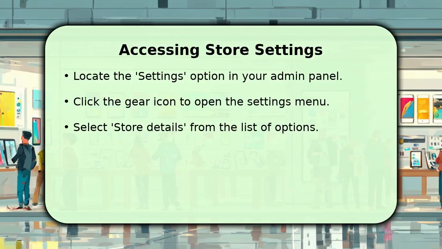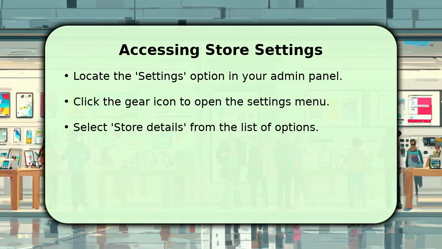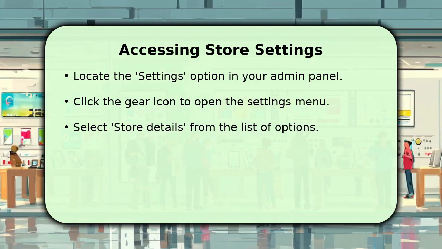From your Shopify admin, find the Settings option located in the bottom left corner of your screen. Click on this gear icon to open a menu of various store management categories.